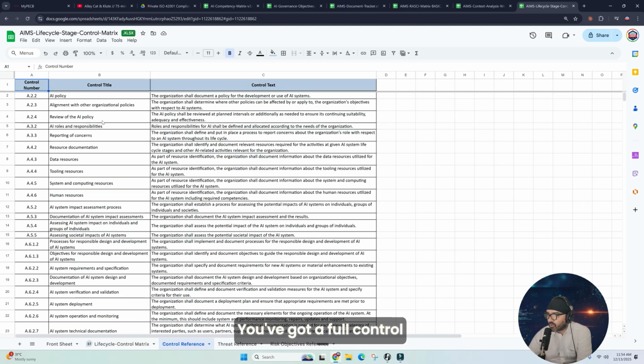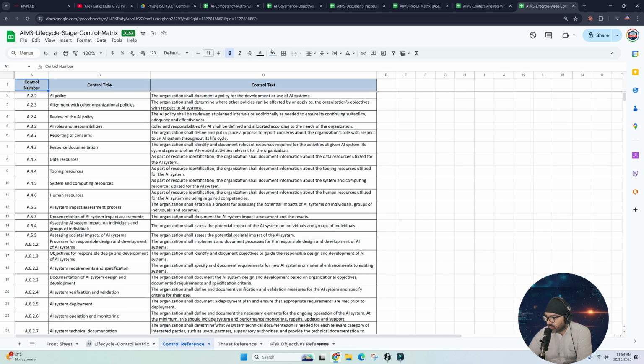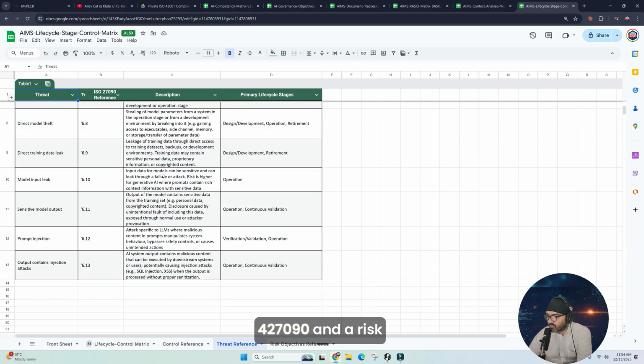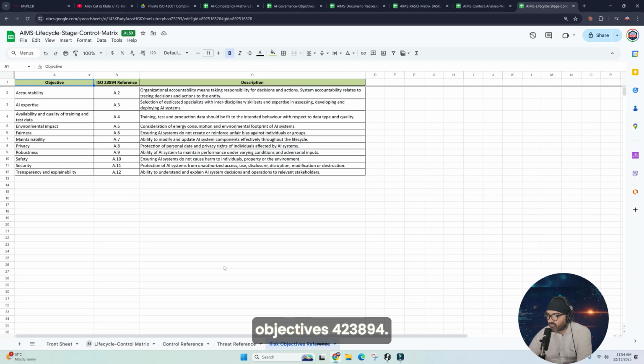You've got a full control reference here that you can work through. You've got a threat reference for 27090 and a risk objectives reference for 23894.